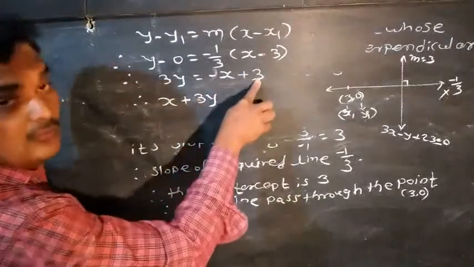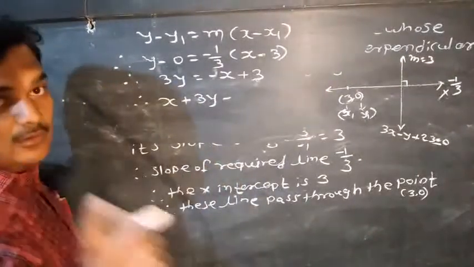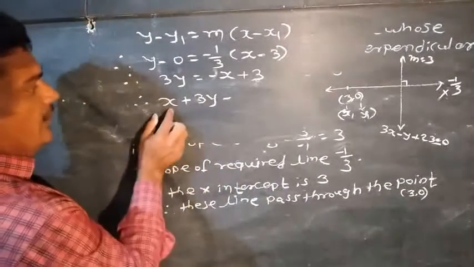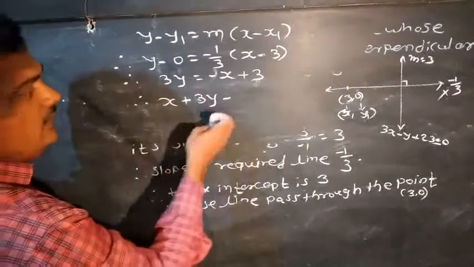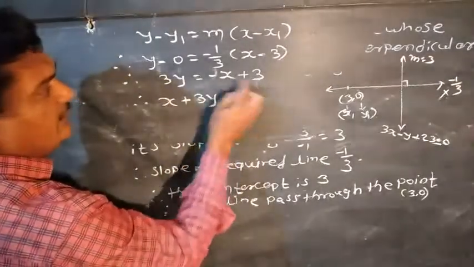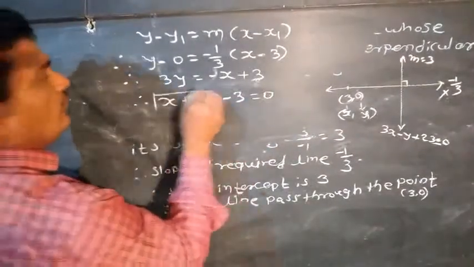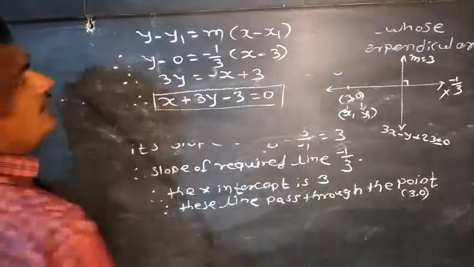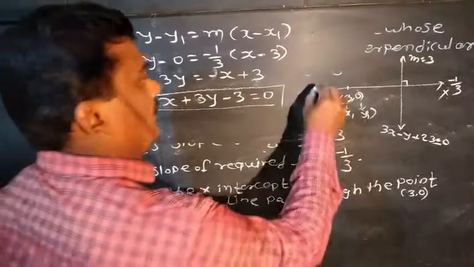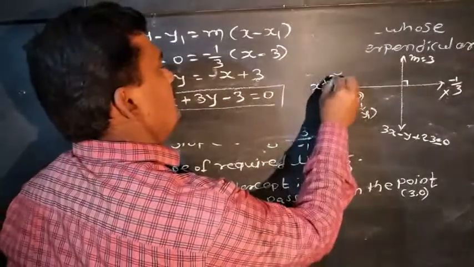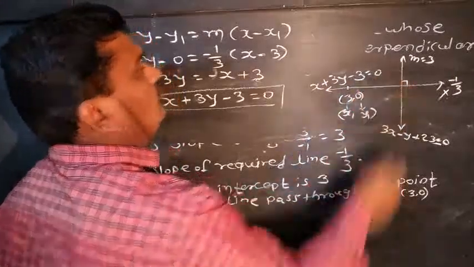Then take the constant term into the left hand side, because our general form of the equation of a line is ax plus by plus c. The value is plus 3, taken to the left hand side, becomes minus 3 is equal to 0. This is the required equation of this line. Write this equation: x plus 3y minus 3 is equal to 0.